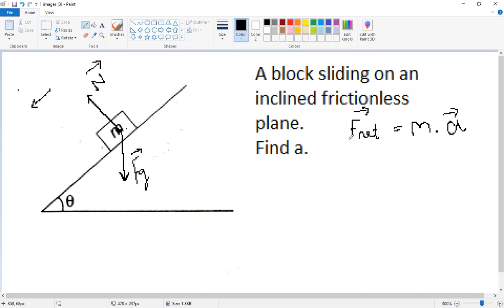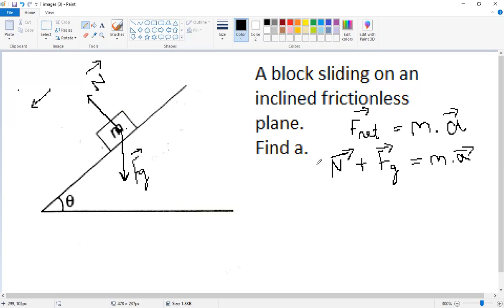So on the left side here, what are the forces acting on the block? We have the normal force plus Fg, which is the weight. These are the two forces that we have. And on the right side, we can write the mass times A. Now, the next step, what should we do here?